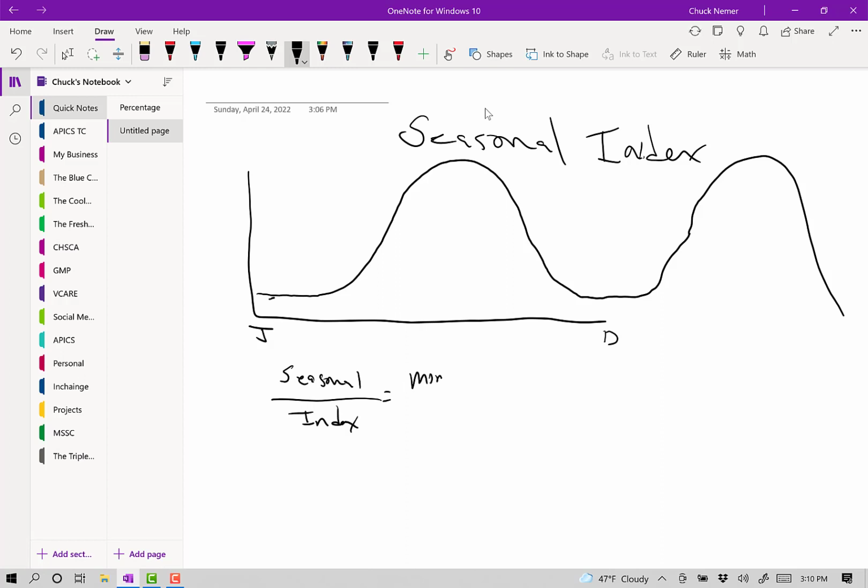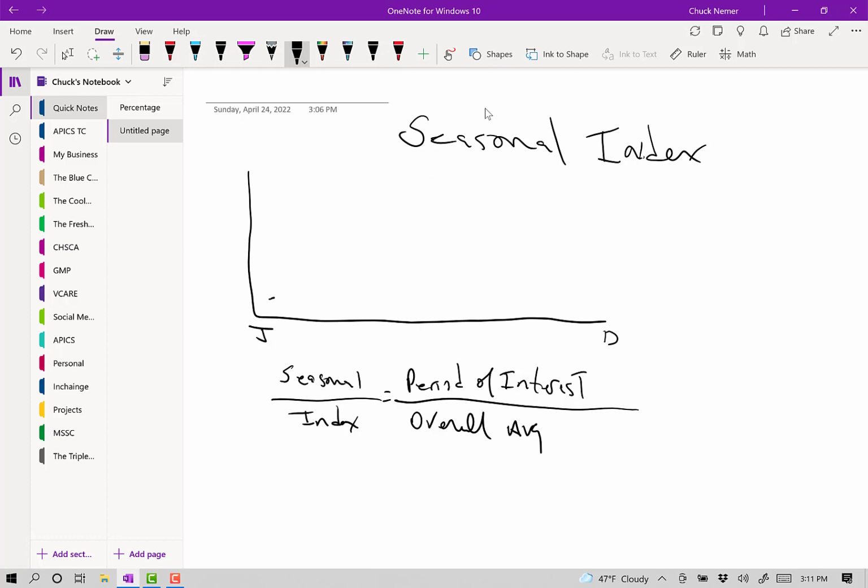It's the month of interest, or the period of interest, I should say, although we typically talk about months. It's the period of interest, divided by the overall average. So I'm going to change this up a little bit so we look at just 1 year. And let's kind of plug in some numbers here.